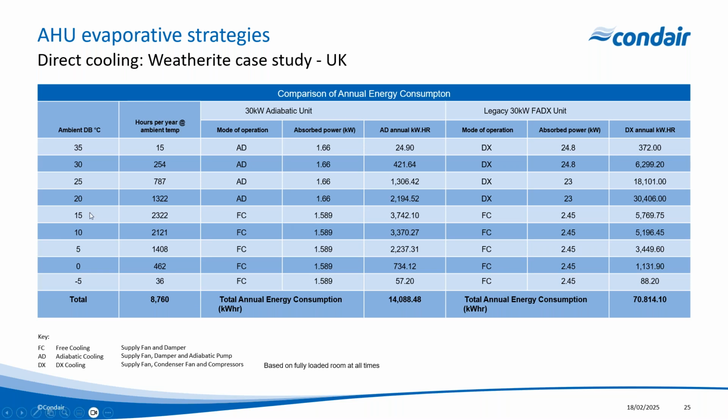So you can see that above 20 degrees C, our adiabatic unit goes from 1.589 to 1.66 kilowatts of absorbed power. And really that increase is because we've got to push the air through the evaporative media, so there's going to be a bit more power required from the fans, but still relatively close together, going from free cooling mode to adiabatic mode.